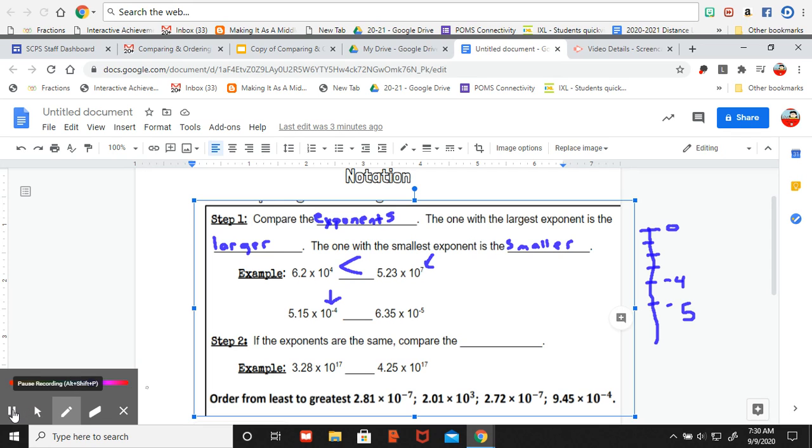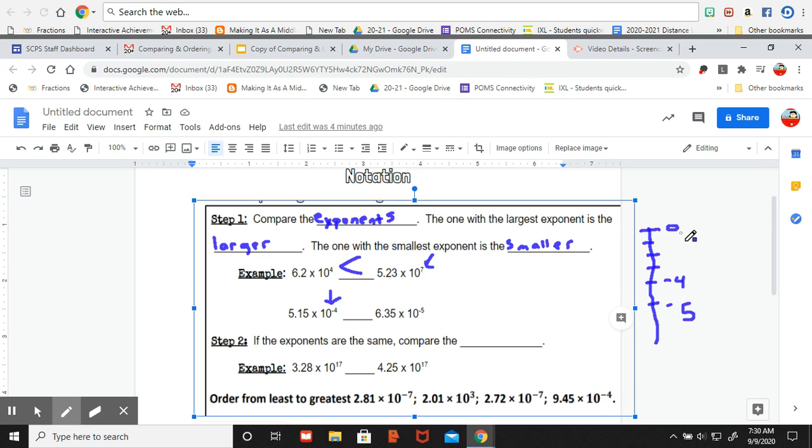So what happens when you have negative exponents? 5 and 15 hundredths times 10 to the negative fourth power, and we're going to compare that to 6 and 35 hundredths times 10 to the negative fifth power. What I'd like to do is make a number line, and I made a quick but sloppy number line over here, and 0 is in the middle or at the very top in this case, and we're going to look at -4 and -5.